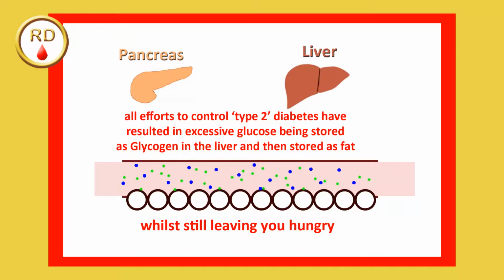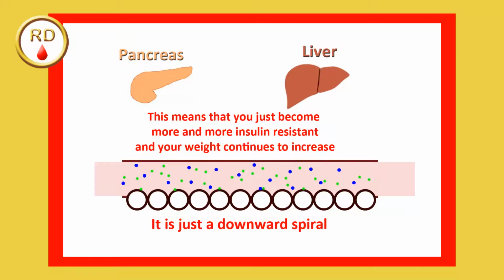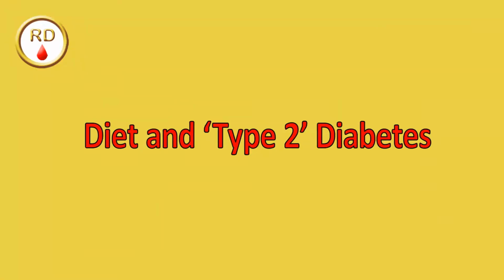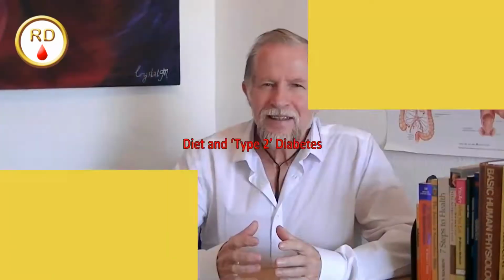This means that you become more and more insulin resistant and your weight continues to increase. This suppresses your metabolism even further, and this results in a downward spiral. Diet is an essential part of managing your type 2 diabetes, as it is a primary cause of the problem, regardless of whether you're using pharmaceuticals or whether you're trying to control it by diet alone.